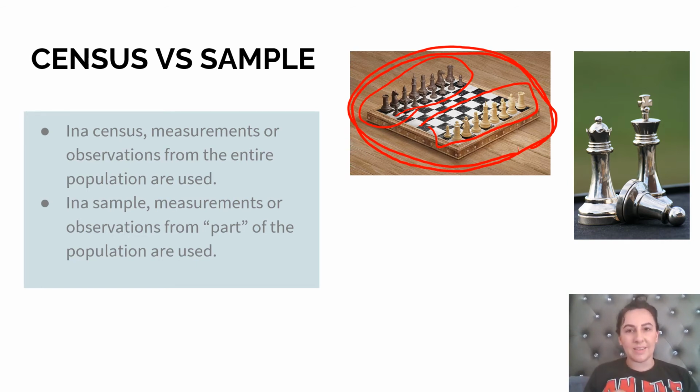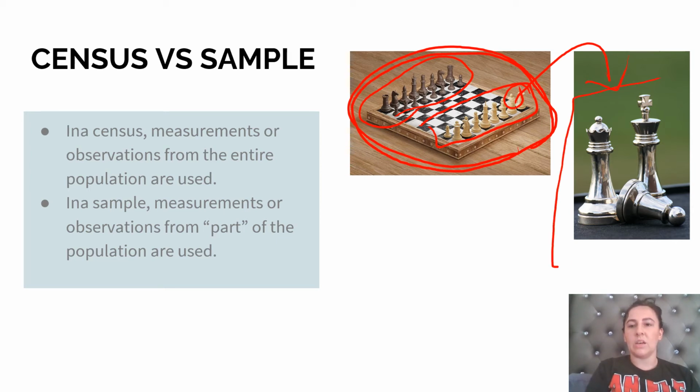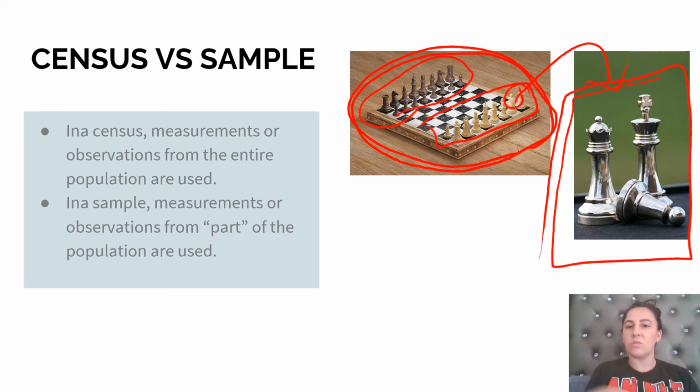But in a sample, measurements or observations from part of the population are used. So let's say we only took part of it, one sample, and used that. This is a good representation of what a sample is. It's just a little bit of the population that you took measurements or observations from. As you can see, these are all different pieces, so it's a good sample. You want to make sure you get a little bit of everything, because you want your sample to be a representation of the population.